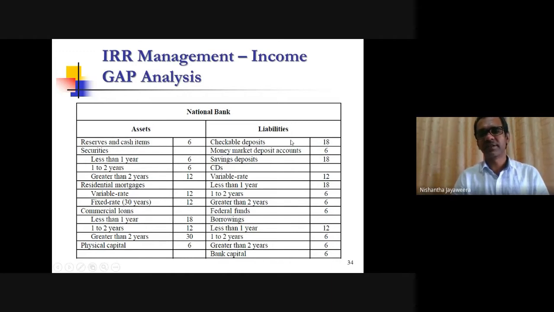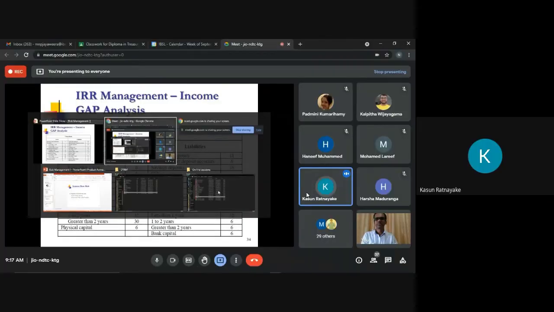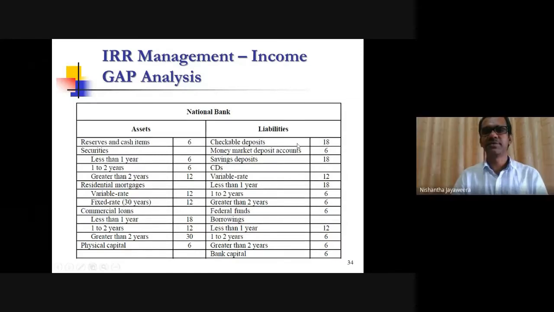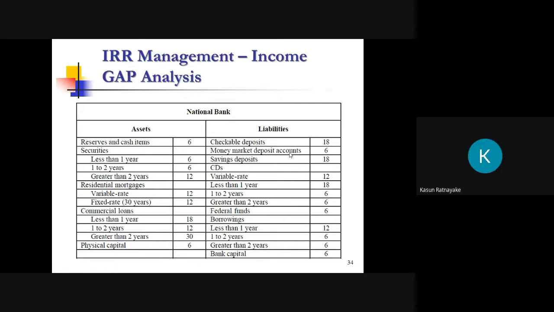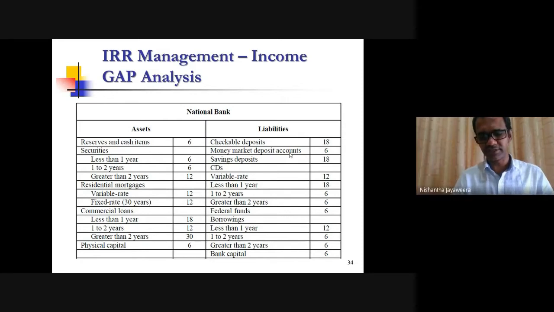So if we take liabilities, is there any liability that you won't consider in the gap analysis? Checkable deposits. Checkable deposits, you don't consider them in the liabilities. Why? It's not related to any interest. So if you are not bound to pay any interest on these checkable deposits, you don't consider them. Correct. What else?